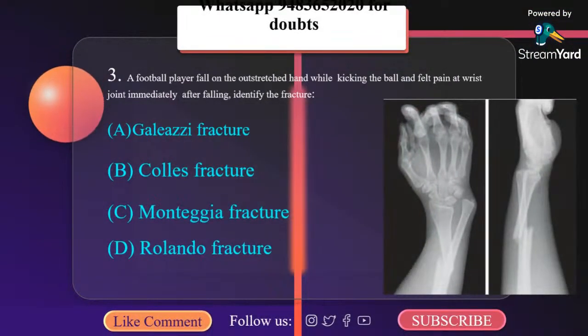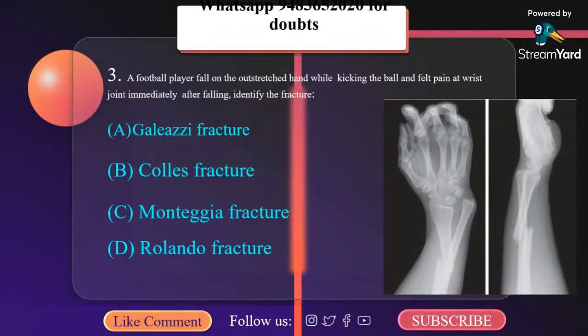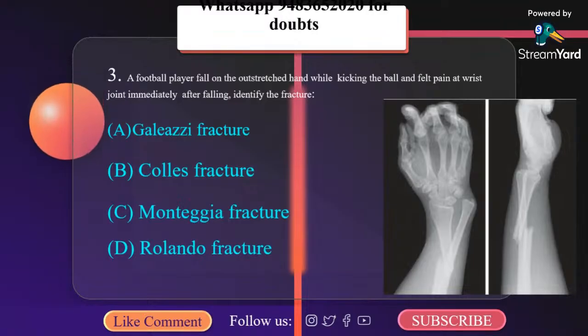A football player fell on an outstretched hand while kicking the ball and felt pain at the wrist joint immediately. Identify the fracture from the given X-ray. Well, it is a Galeazzi fracture. What is a Galeazzi fracture? It is a fracture of lower one-third of radius with dislocation of distal radioulnar joint.